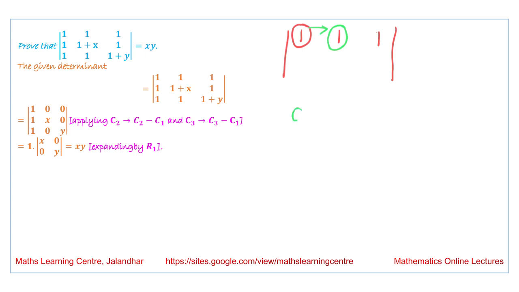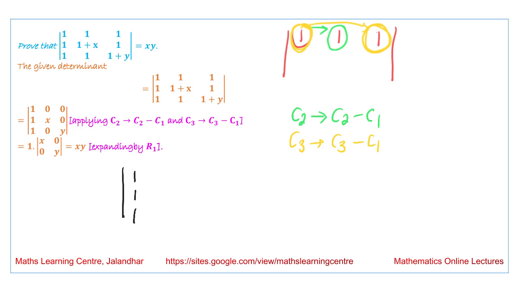So what we have to do is subtract: we write column 2 approaches column 2 minus column 1. Similarly, with the help of this 1, we can make this last term equal to 0, and we perform the operation that column 3 approaches column 3 minus column 1. So if we perform this operation on this determinant, what we get is column 1 will remain as it is, 1, 1, 1 over here.